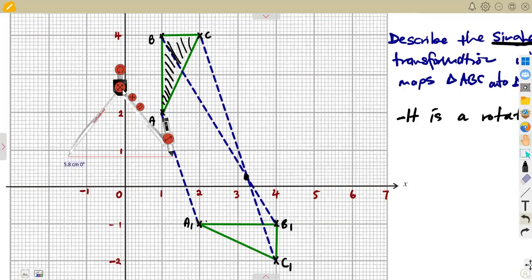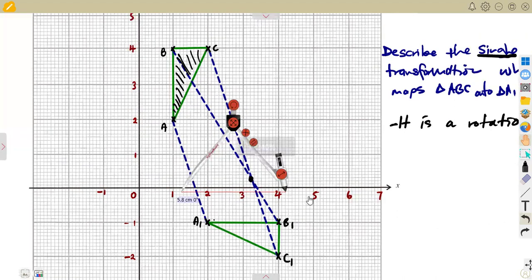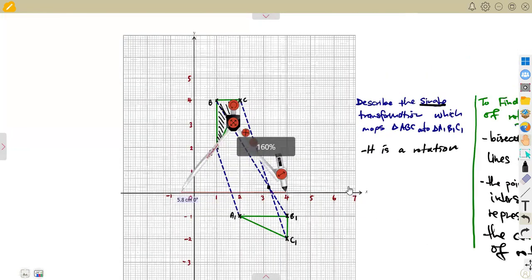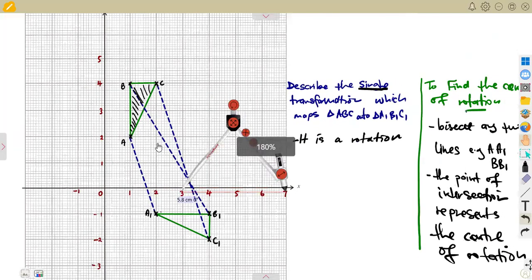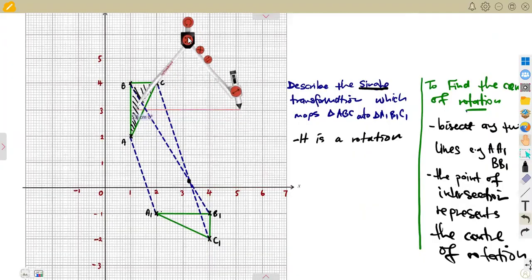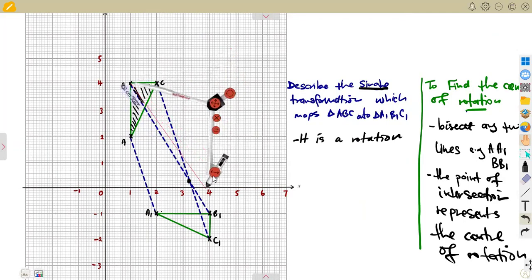Let us bisect. So in this case, I'm going to choose B and B1, not to say because they are the ones that are intersecting, but any. I can even bisect A and A1. But in this case, I'm going to choose B and B1. Remember how you bisect a line, you open more than half of the line. That's B to B1. So I'm just going to open more than half of this line.